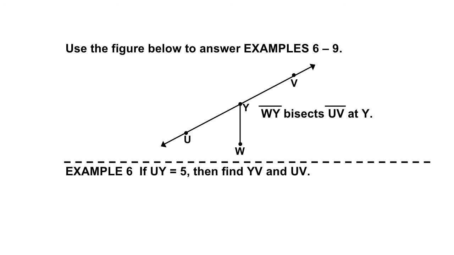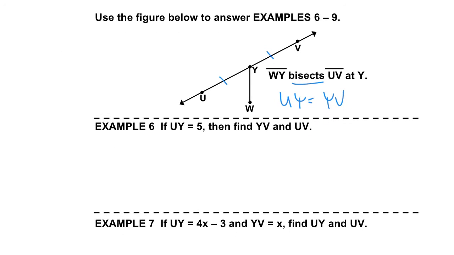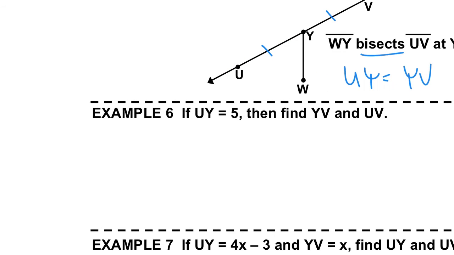Now it tells us some stuff about this picture that is important. We need to mark. WY bisects UV at Y. That means U to Y and Y to V are congruent. So I'm going to write that out just in case. UY equals YV. It says if UY is 5, then what's YV and UV? Now, you may not need a picture here.